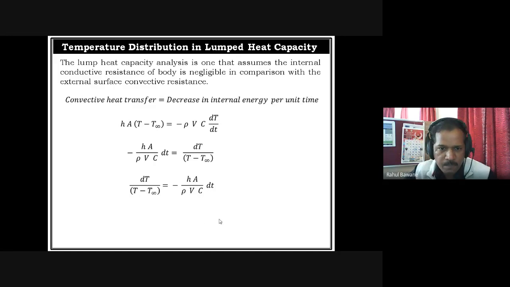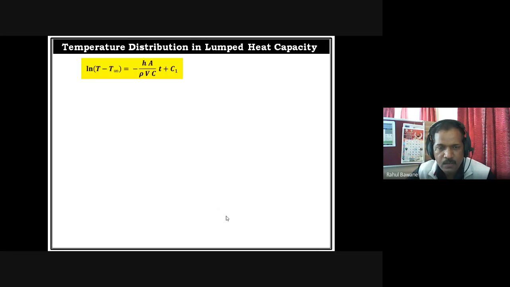Now we will integrate this. On integrating, we get 1 upon T minus T infinity. The integration of 1 upon T minus T infinity will be ln of T minus T infinity. This whole term is a constant. After integration of dt, we get small t, that is time, plus the constant of integration C1. Now we are interested in finding the value of C1, then our equation will be complete.